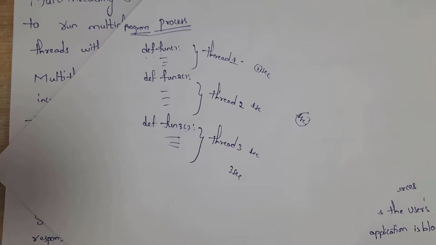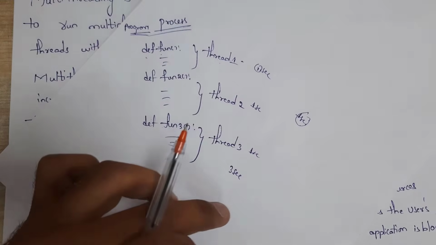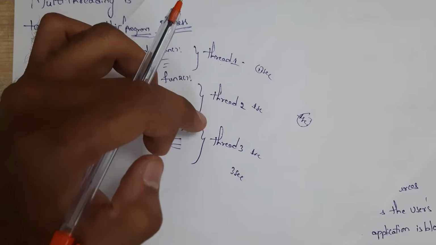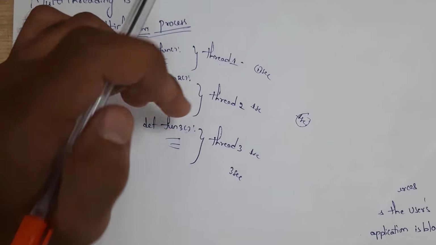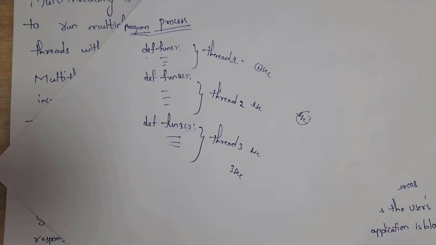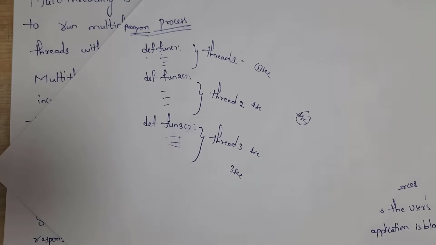But whereas if you consider concurrent execution, that is nothing but parallel execution. I want to execute all these 3 threads parallelly. So whenever you execute all these 3 threads parallelly, time taken is only 1 second. Within 1 second of time, it will execute all these 3 threads at a time. And you can execute all these 3 threads at a time by using multi-threading.